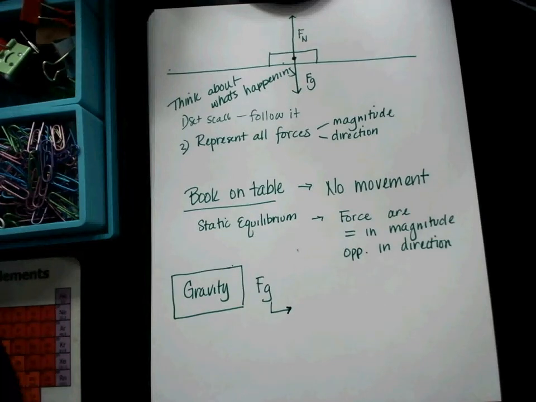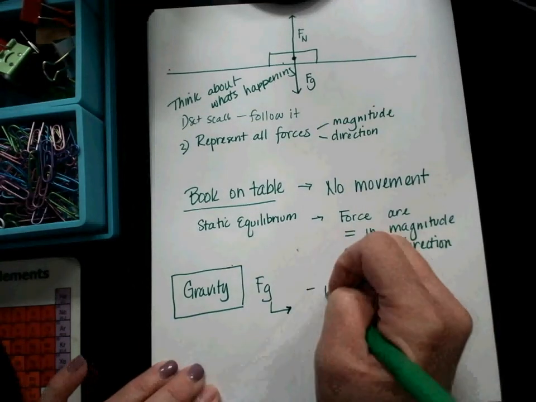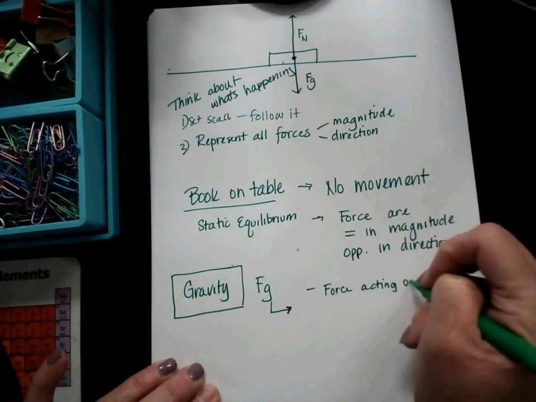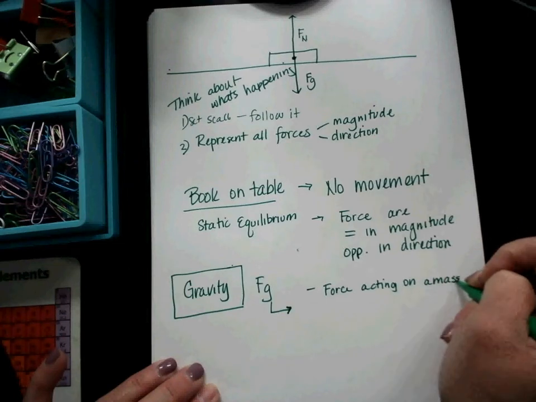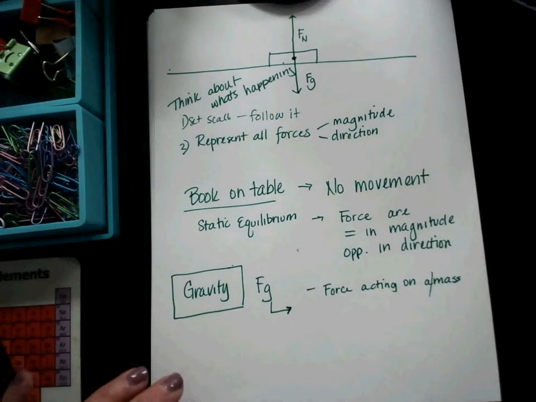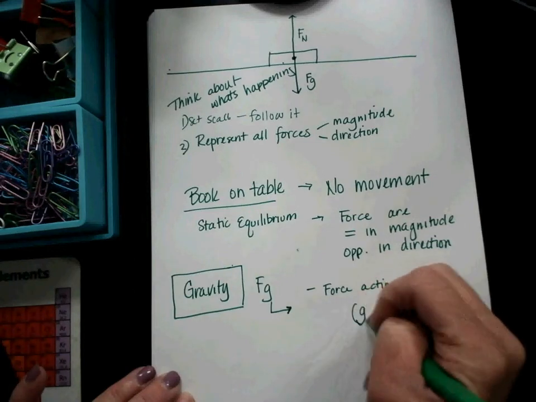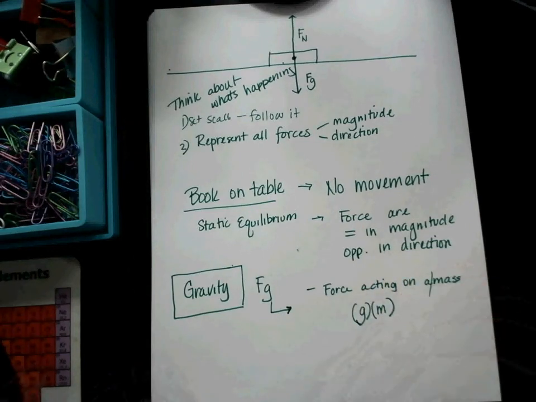Force of gravity, right? So it is the force of gravity acting on this mass. Gravity has to act on something. So we can call this Fg, a force acting on a mass, where I have the force of gravity, G, acting on M. Or G times M.